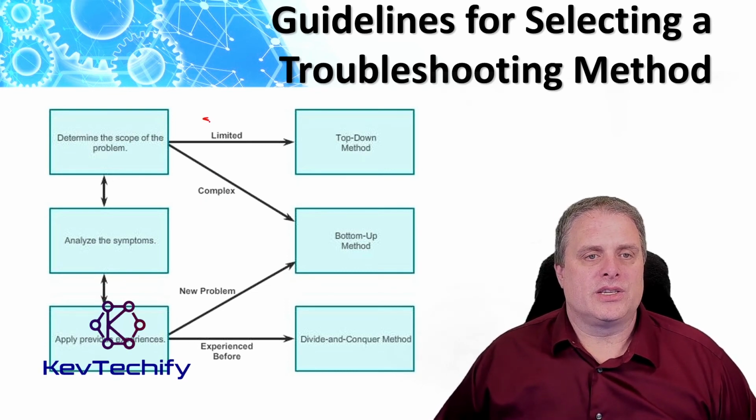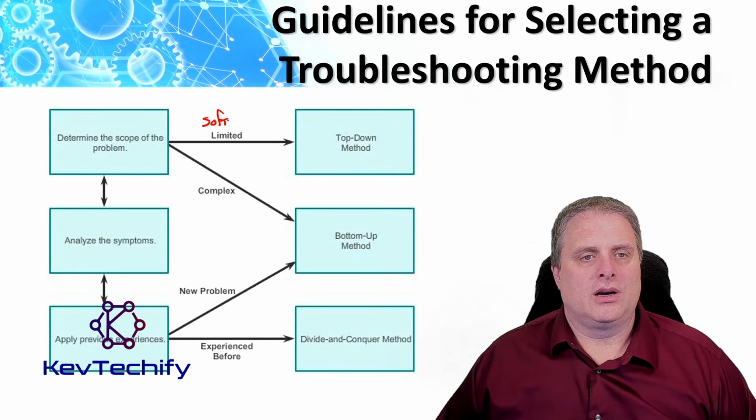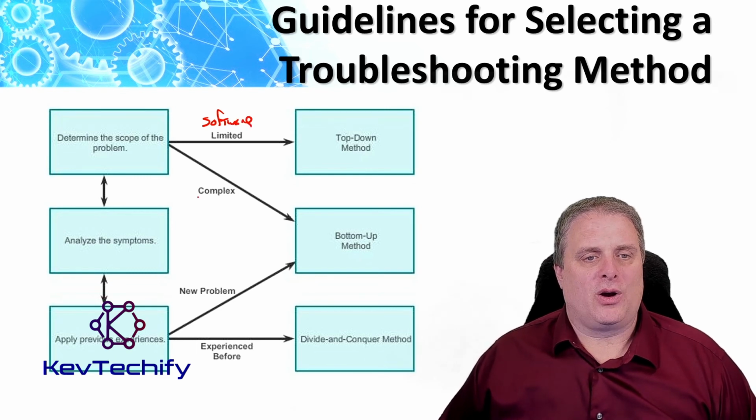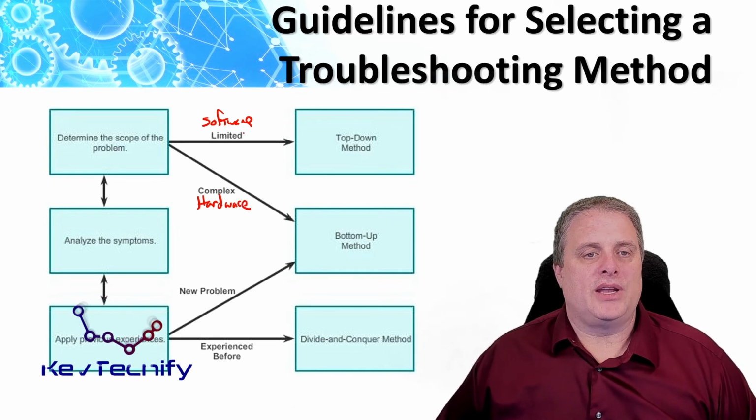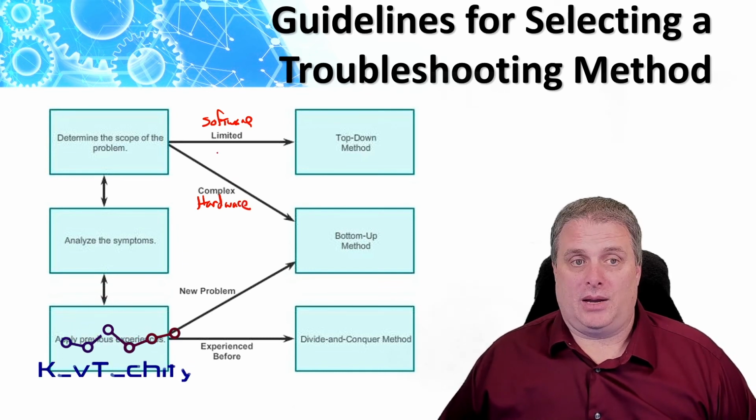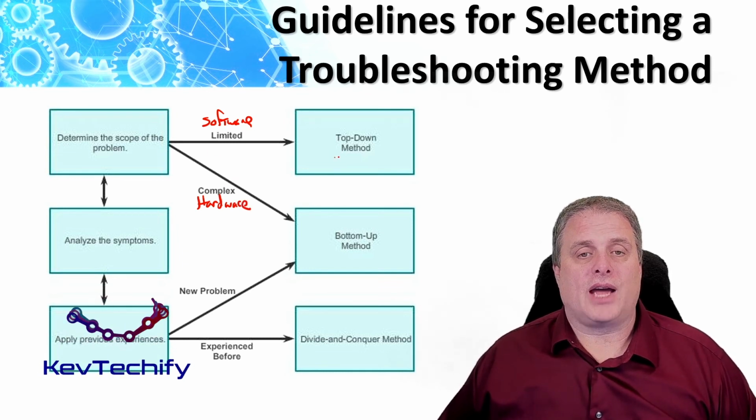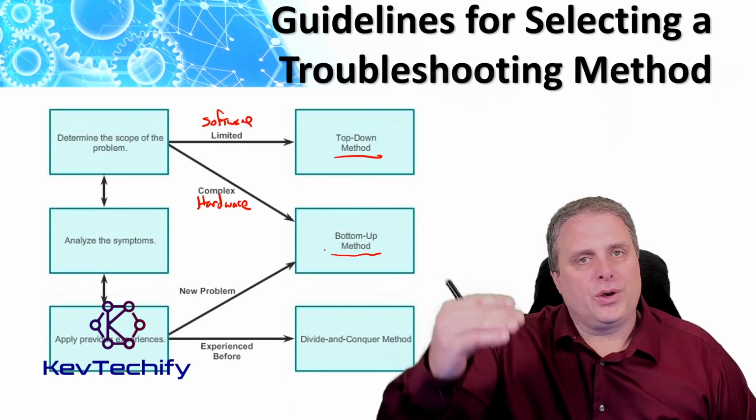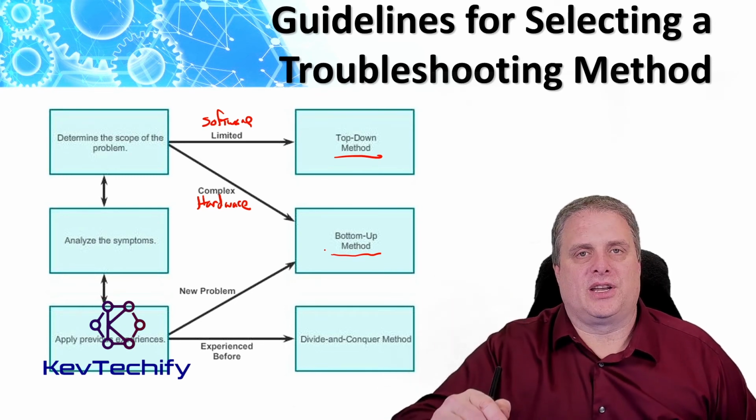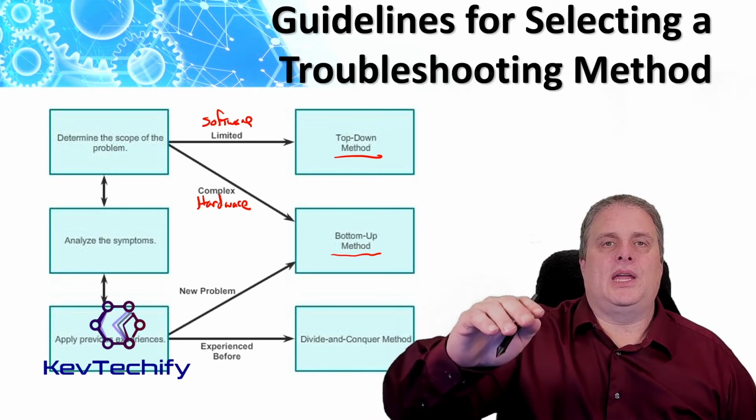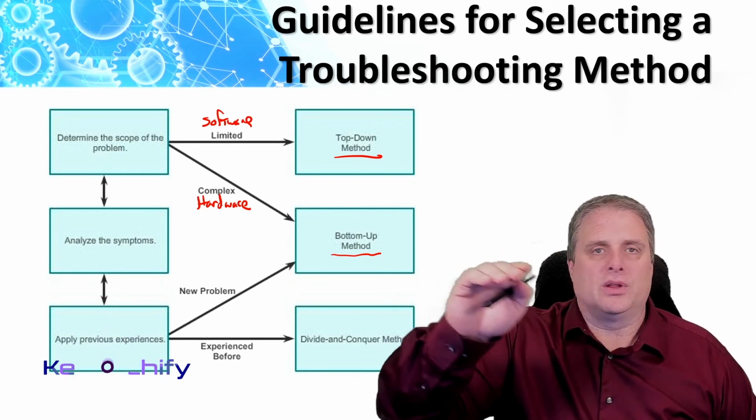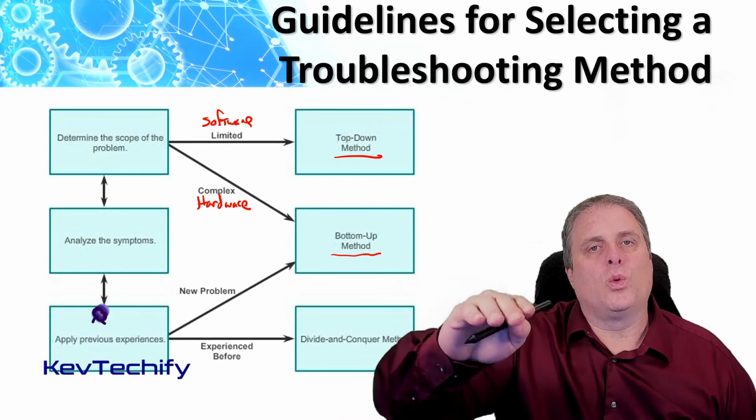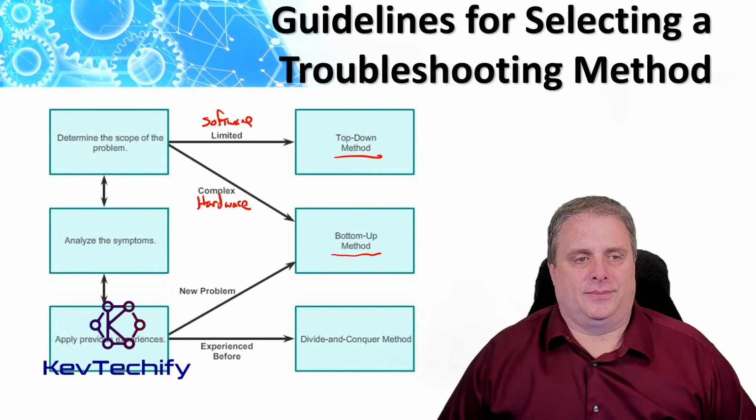Another way to look at this, is this software here? Or is this hardware? Now, this may be an educated guess at this point in time, but if it's software, you would go with the top-down method. If it's more complex or hardware, I would start with the bottom up. That way you know your layer 1's working. You have those physical connections. And then we start going into layer 2 and layer 3 with your IP addressing and working up that OSI model.